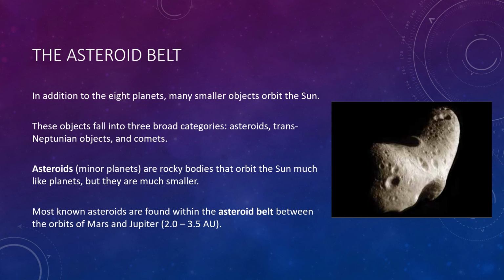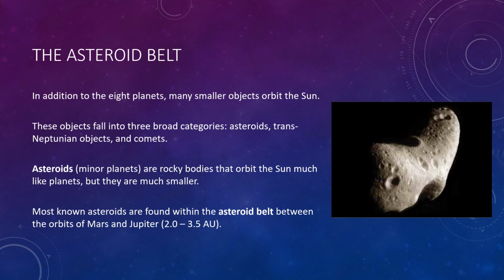Asteroids, which are also often called minor planets, are rocky bodies that orbit the Sun, much like planets, but they are much smaller. Most known asteroids are found within the asteroid belt, which lies between the orbit of Mars and Jupiter at about 2 to 3.5 astronomical units. In other words, 2 to 3.5 times as far away from the Sun as we are on Earth.